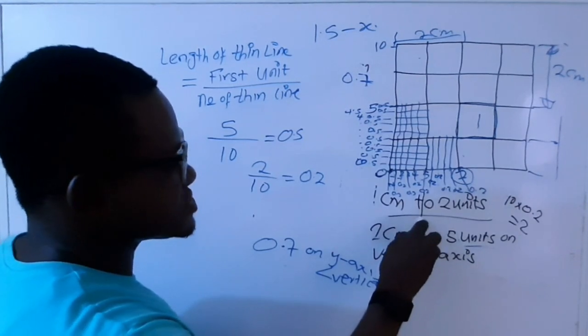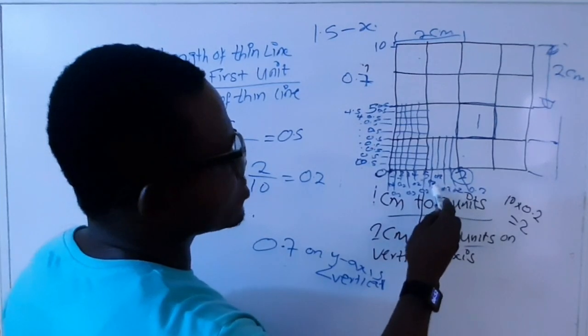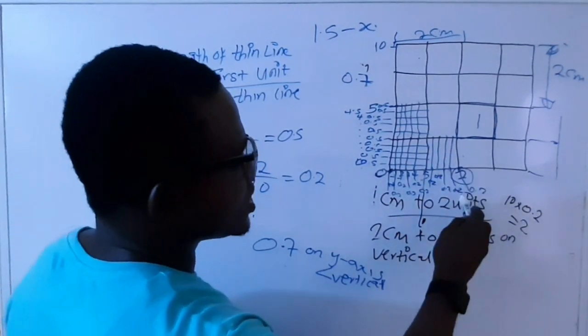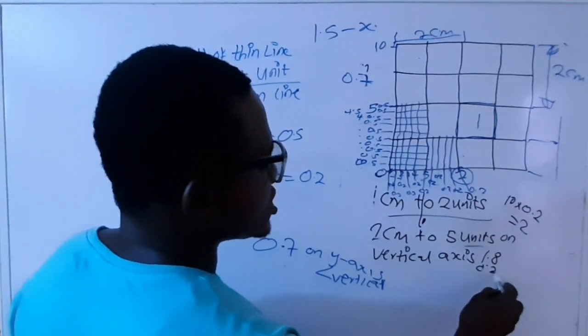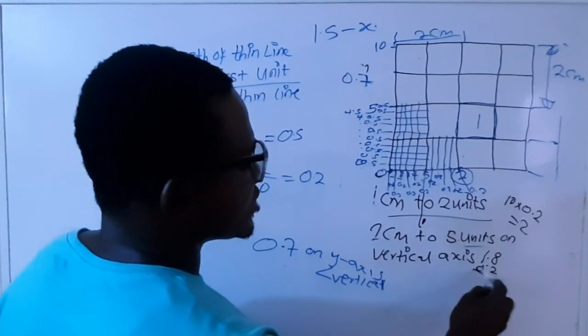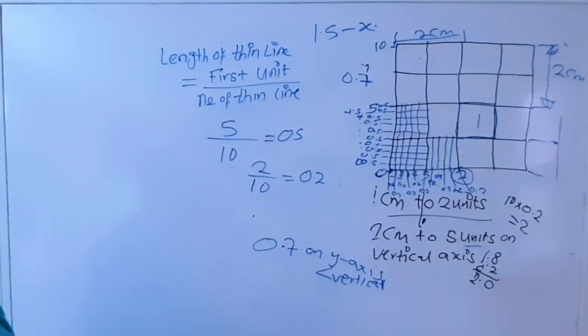This is where we are having 1. Now plus 0.2, 1.2 plus 0.2, 1.4 plus 0.2, 1.6 plus 0.2, that's 1.8. Now 1.8 plus 0.2 will give you 2. That's how it is being done.